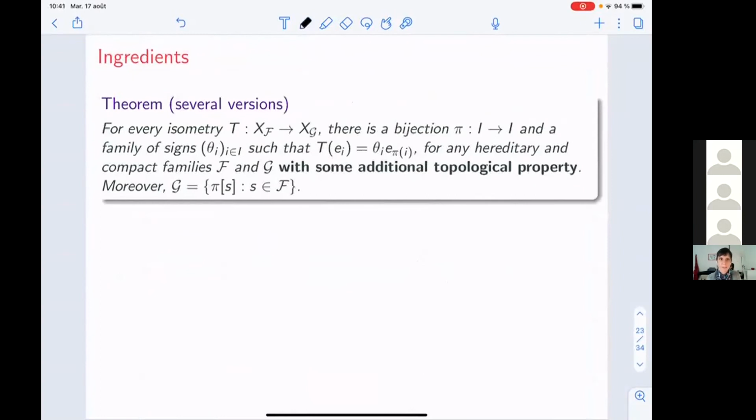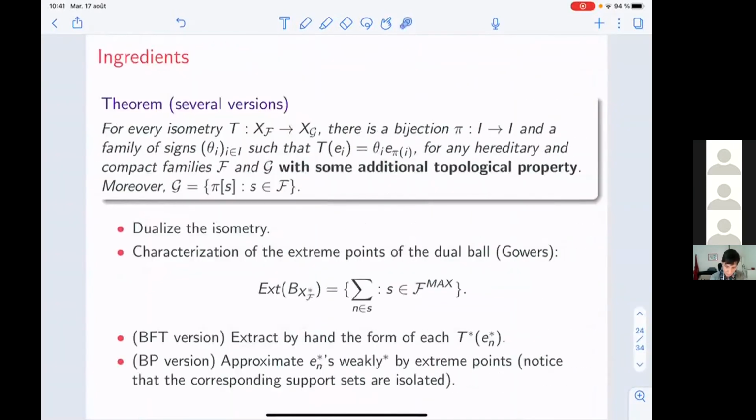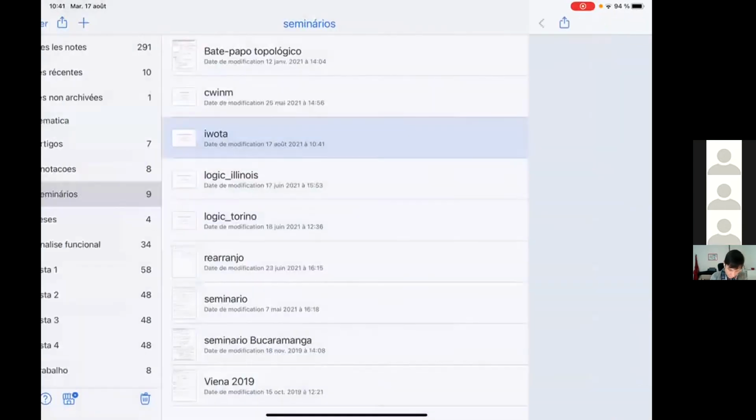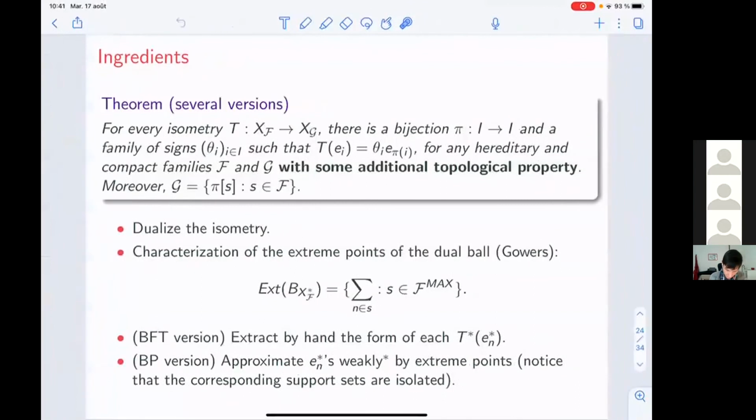So what are the ingredients for those theorems? So what we do is just, oh, I thought maybe I corrected it, but I don't have the corrected version here. I'm sorry, anyway. So we look at, if we fix an isometry between these combinatorial spaces, we look at the adjoint operator, and this is also an isometry. So, and there is this characterization of the extreme points of the dual ball of combinatorial spaces by Gowers, which says that the extreme points of the dual ball, and here is what I corrected, but I have again the wrong version.